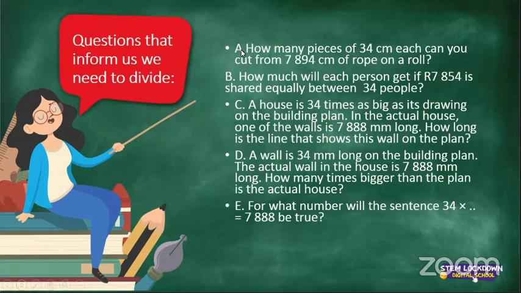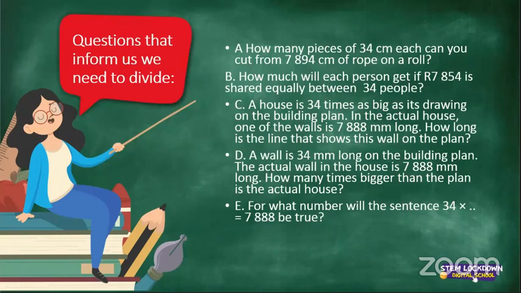So the first one here says, how many pieces of 34 centimeters each can you cut from 7,894 centimeters of a rope on a roll? So this tells you that you have to divide 7,894 by 34, because they are asking how many pieces, each piece will be 34 centimeters, can you cut from a roll of a rope, which will be 7,894 centimeters long. So here you know that now I have to divide.